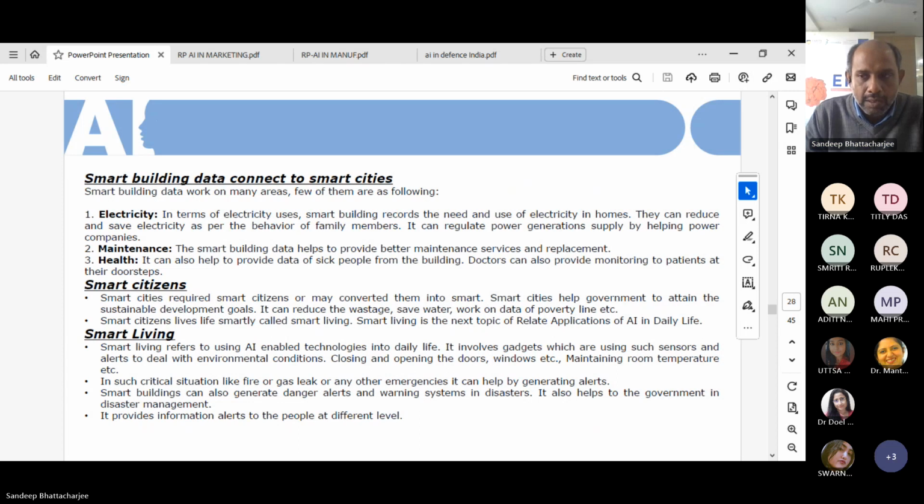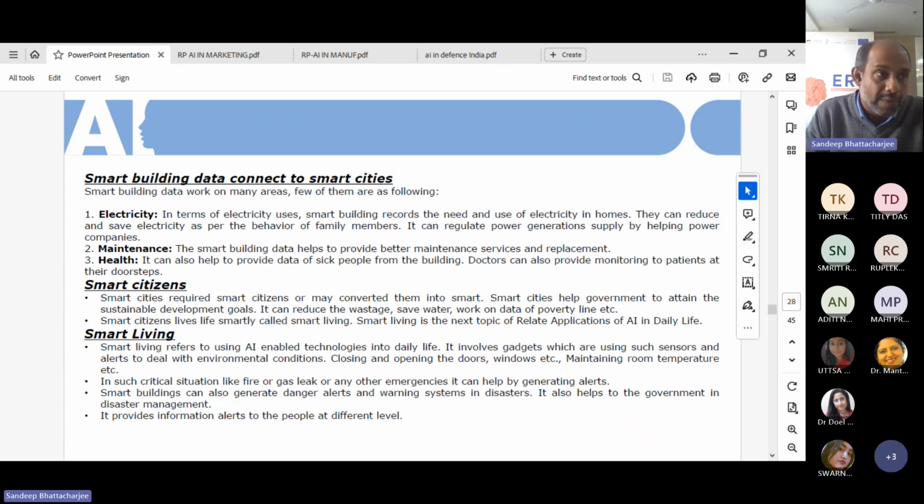I think all of you know this. So if we can save water in terms of how it is used for drinking or how it is used for other home-based activities, we can subsequently control and have a better management on water resources. So it can even help in reducing poverty in a particular area or in a particular smart city. Smart citizens live life smartly, and of course, you exactly know how to work on this kind of devices and gadgets. So smart living is one of the rising topics of related applications of AI.